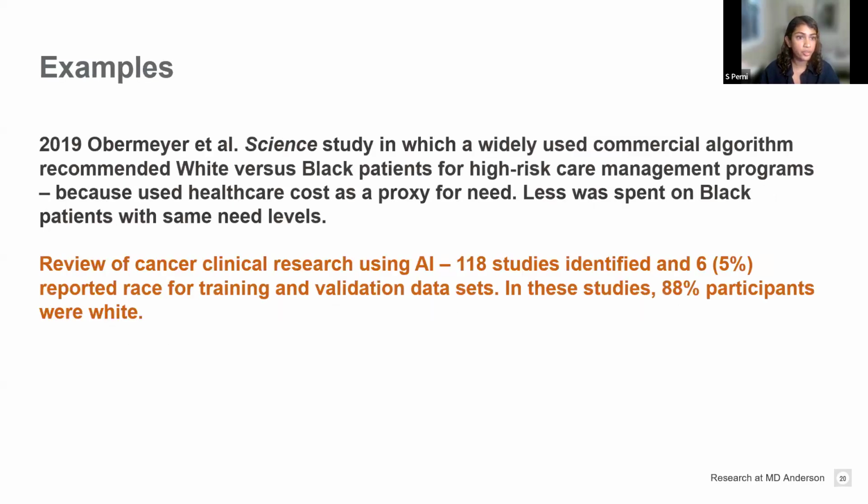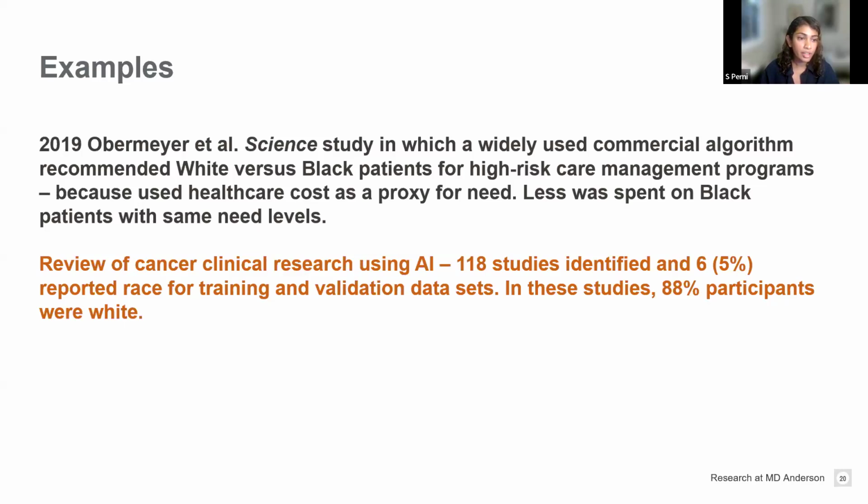Here are a couple of examples that I would mention of unintentional perpetuation of racial bias. So this is a Science study from 2019 in which a widely used commercial algorithm that aimed at identifying patients for high-risk care management programs recommended white versus Black patients at much higher rates for these programs because healthcare cost was used as a proxy for need. But really, there was systemic discrimination that meant that less money was spent on Black patients with the same need levels.